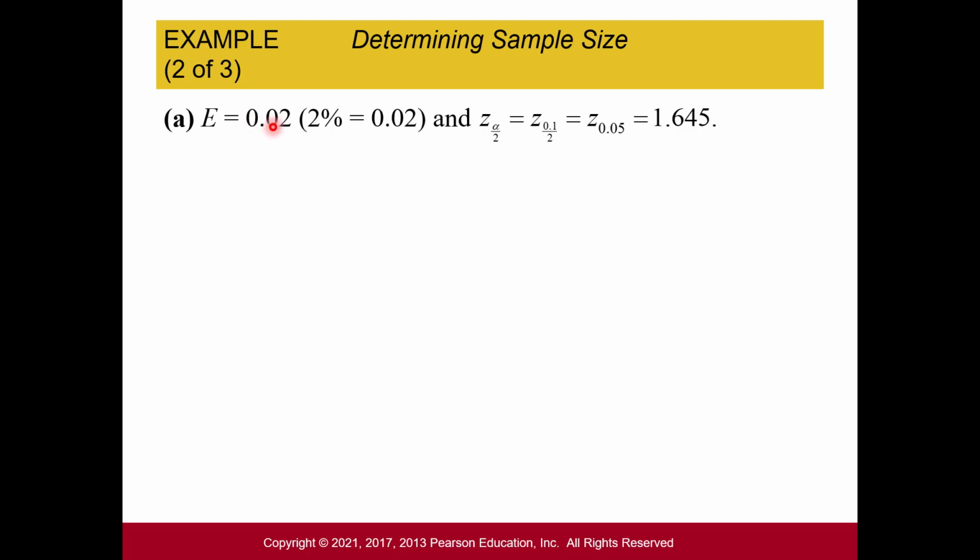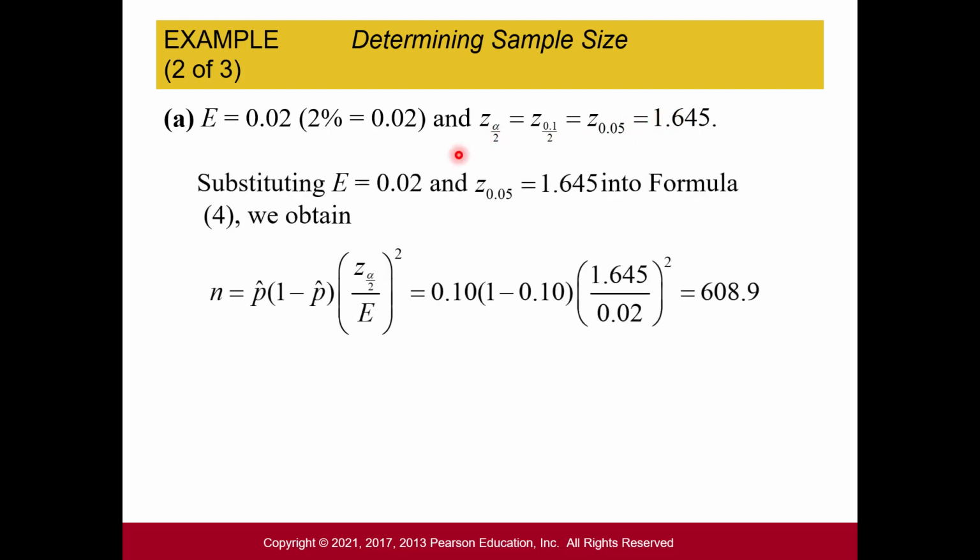So E is going to be 0.02, that's our 2%. And then our z-score is, for alpha in this case, it's 0.1 because we're looking for a 90% confidence interval. So the 0.1 came from 1 minus 0.90. And so we want z sub 0.05. That's going to give us this value of 1.645. Okay, so E was given, it's 0.02. Z, we just did a little bit of calculations from the given alpha, or the given confidence interval.